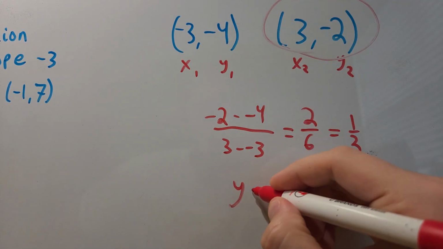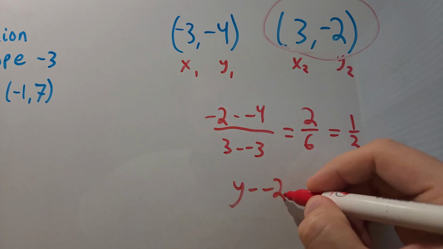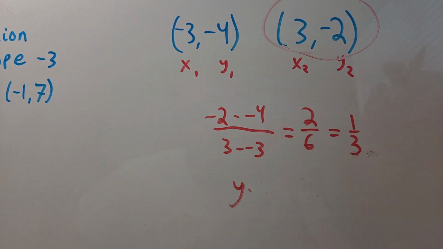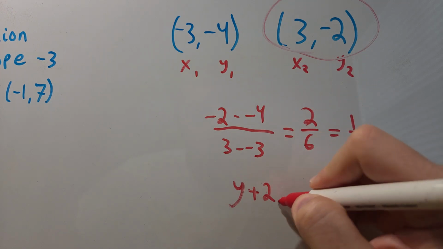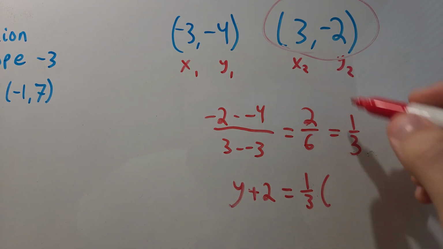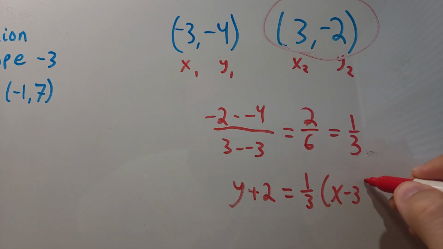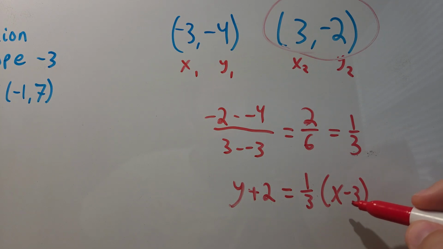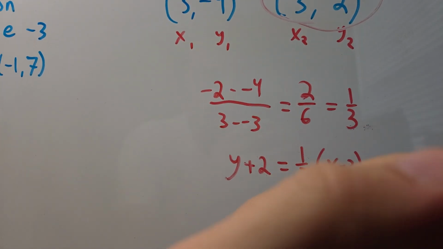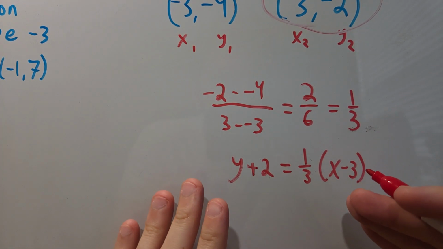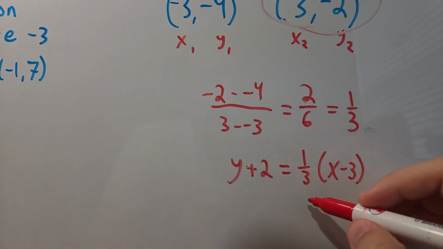So that's y minus -2. Actually, I'll just change that to y plus 2 to make it a little easier. So y plus 2 equals 1/3 times x minus 3. Here is the equation written in point-slope form. Again, we're going to take it one step further, and we're going to write it in slope-intercept form to get that specific equation for this line.